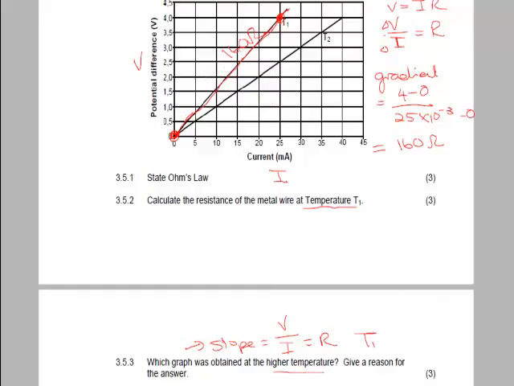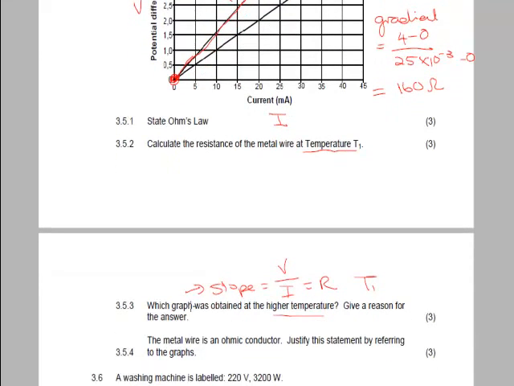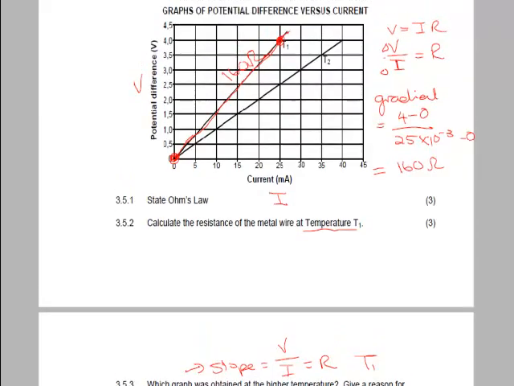Let's look at a final question. It says a metal wire is an ohmic conductor. Justify the statement by referring to the graph. So we've actually mentioned it already. We have said that Ohm's law is that V over I equals R, and you can see that it's a beautiful straight line graph, which means we're going to have the same resistance no matter what. And if that's the case, it means that this is an ohmic conductor because it obeys Ohm's law.